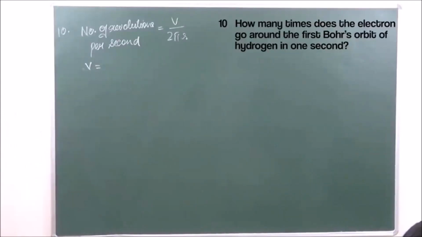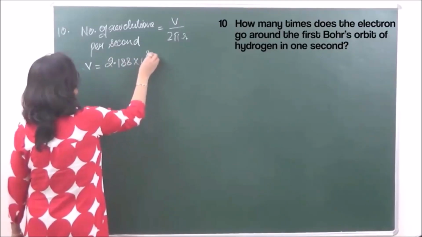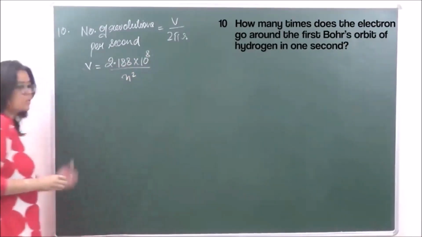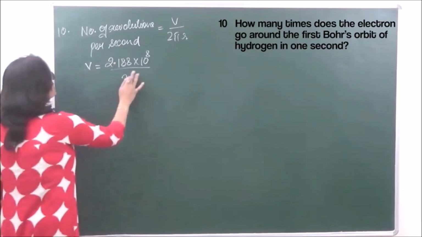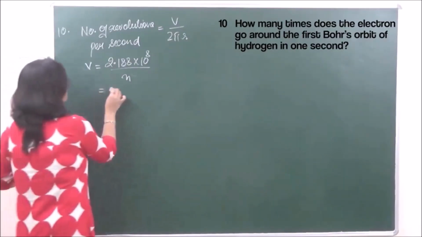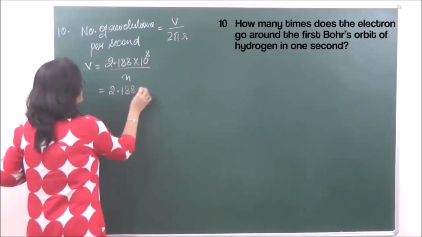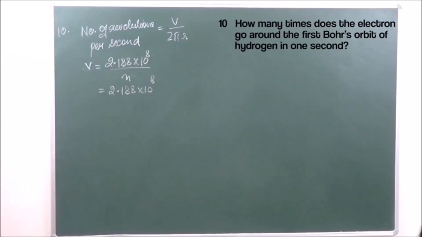Velocity, we know, is equal to 2.188 into 10 raised to power 6 upon n. Okay? So velocity will be given as what? n is equal to 1 over here, not n square, sorry, n. Velocity is equal to 2.188 into 10 raised to power 8 upon n. n given is 1. So velocity will become equal to 2.188 into 10 raised to power 8. Okay? Now you can calculate the number of revolutions.